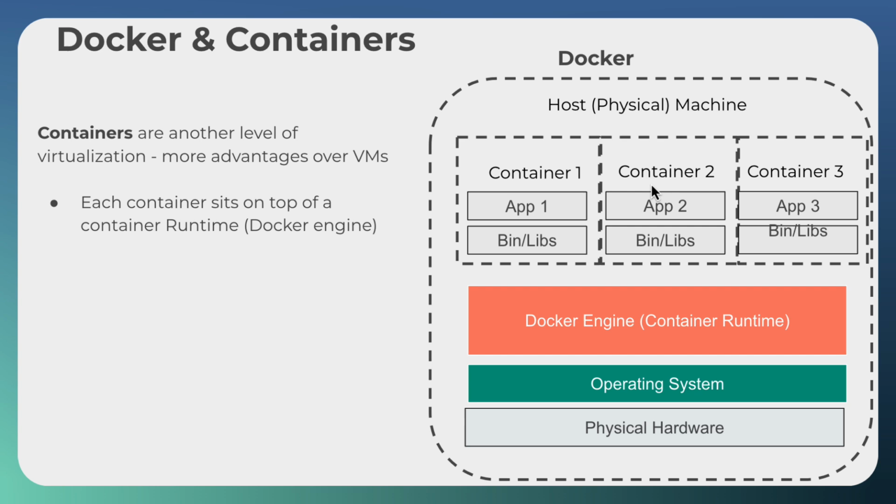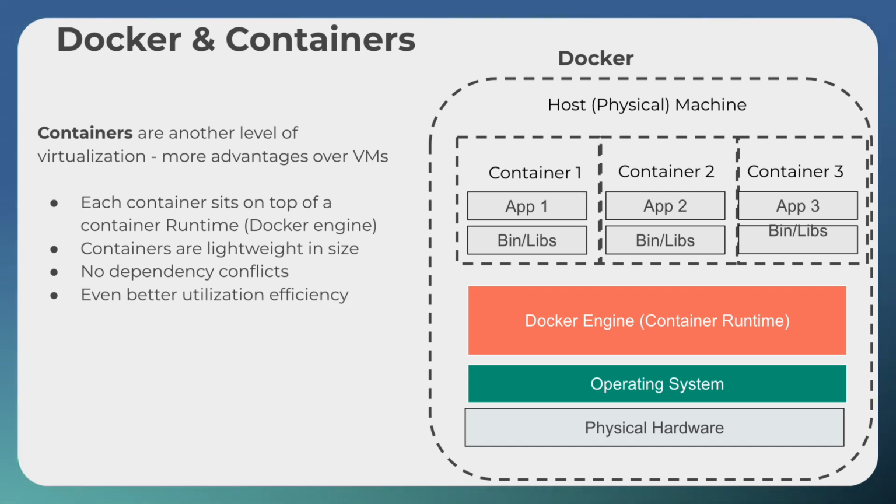Now, the thing here is that each container runs on the same host, but the downside is that they're not completely independent entities from each other. Compared to what we had before, which was the bare metal, and then we went to virtualization, this is actually a better architecture for the reasons I'm talking about here. So now the containers are very lightweight, which means they're very small in size, okay? And there are no dependency conflicts as before, and even better utilization efficiency, right?